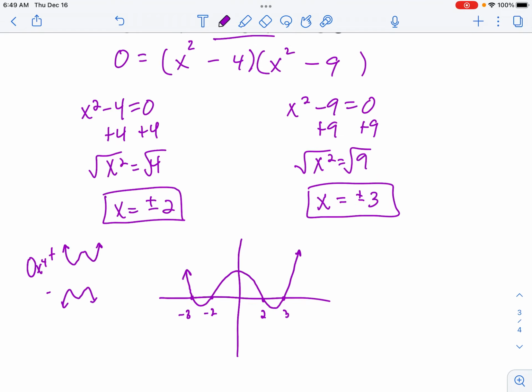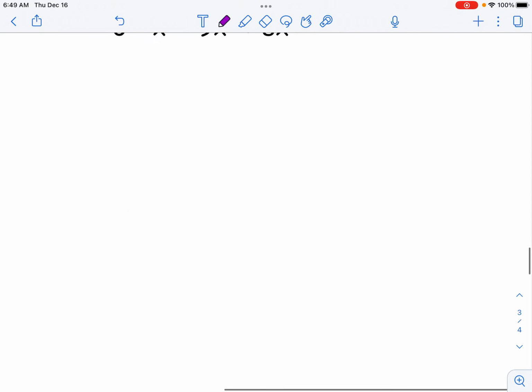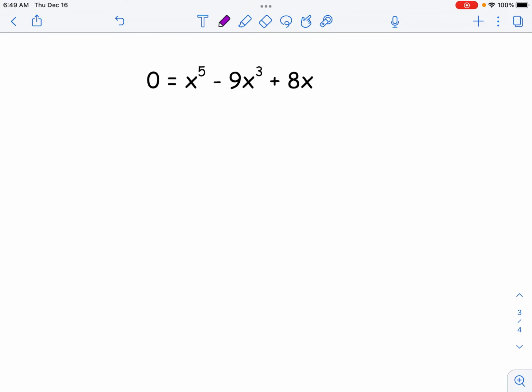All right, next one. If you want, I would encourage you to pause it, see if you can figure this one out on your own. If you can't, that's fine, but try it and then unpause and see if you got it right.